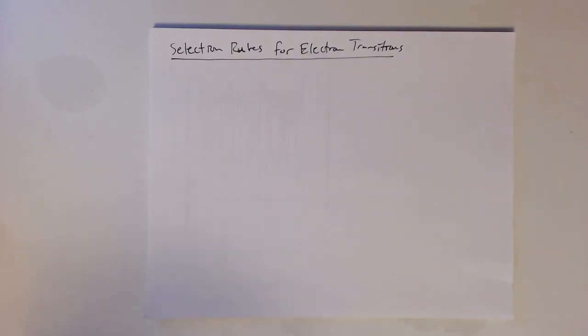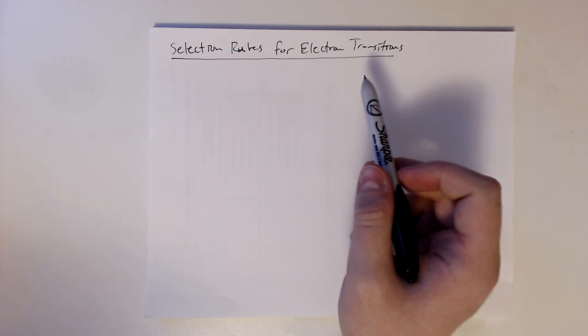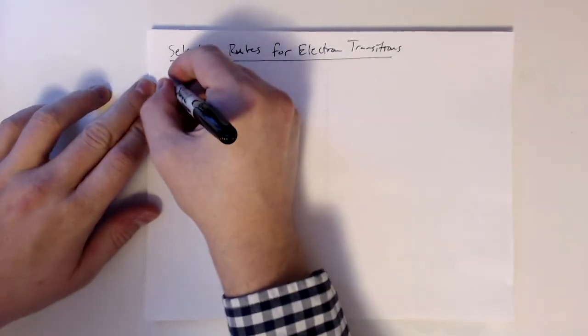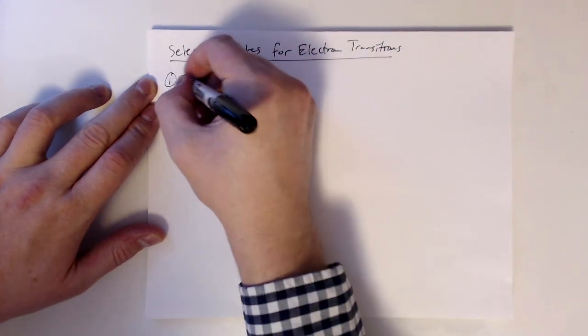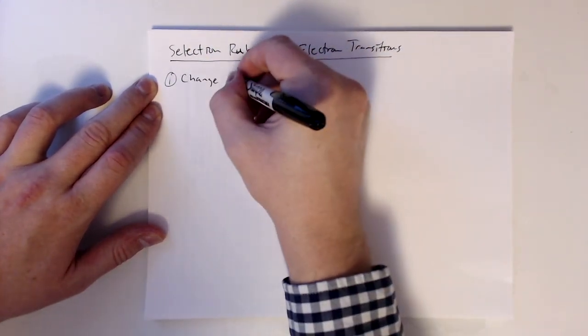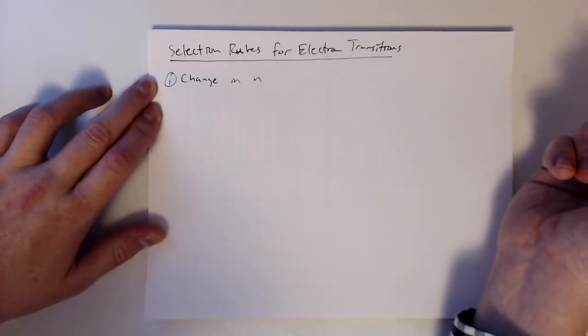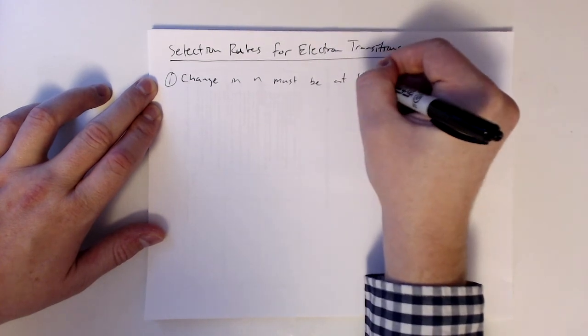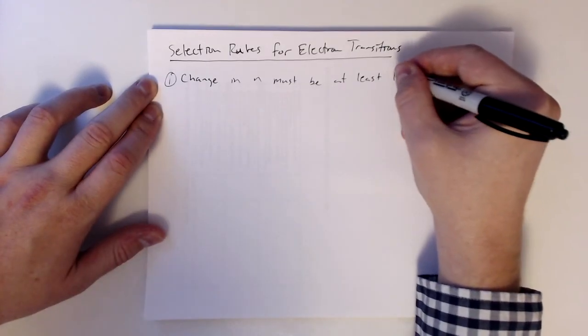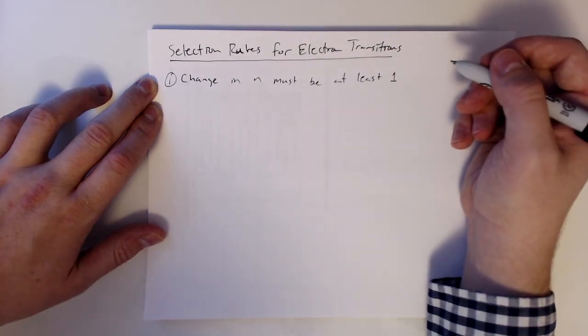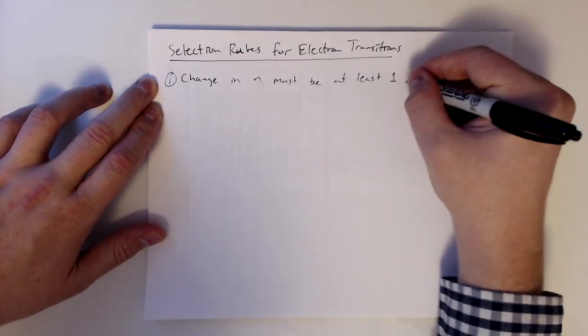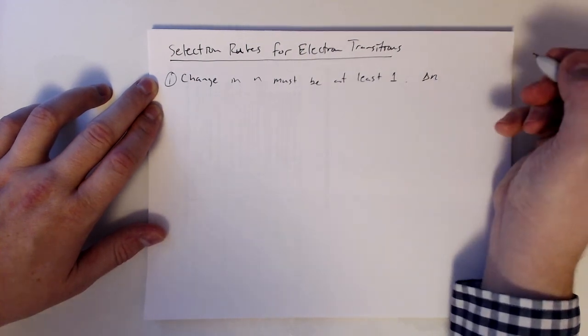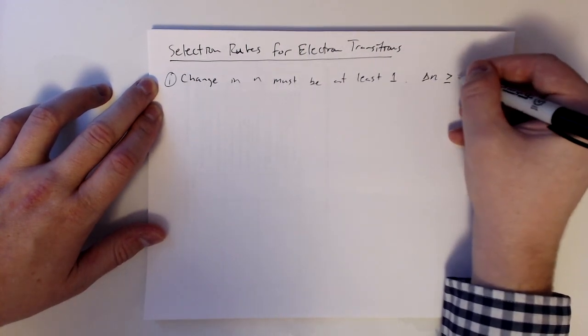All right, so now that we've had a review of the quantum numbers, let's get into the selection rules that we can have for electronic transitions. These are our three rules. First, a change in the first quantum number, n, the principal quantum number, must be at least 1. So basically it's got to jump at least 1 shell. We can write this as the delta of shell n is greater than or equal to 1.